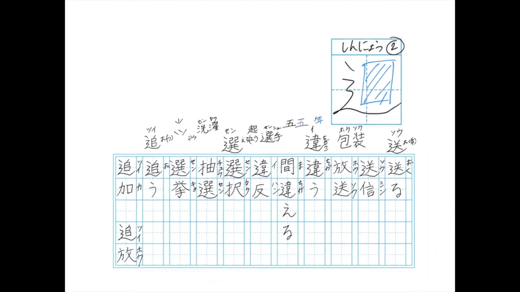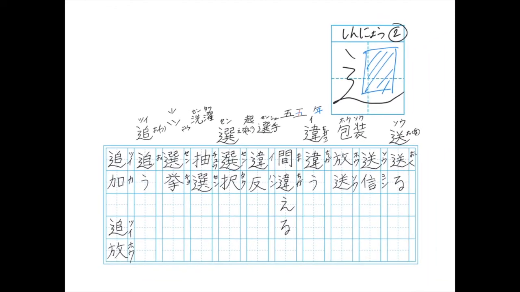Right, this is the end of Shinyo 2. Just to recap, the kanji, okuru, to send, chigau, to be different or to be wrong, erabu, to choose or to select, and o, to chase.